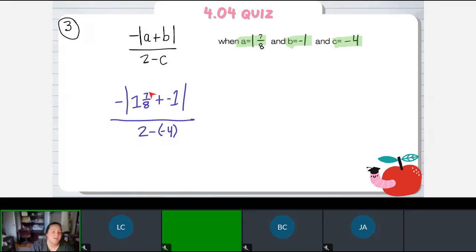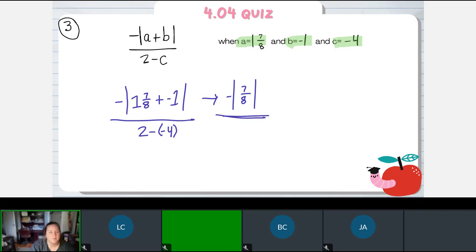Not much needs to go on right here. If you're just adding a -1 to this, it's going to cancel out the positive 1 that's in 1 7/8. So you'll just be left with 7/8 when you take away 1. So on the top, you have the negative outside, the absolute value bars, 7/8, and the absolute value bars. And all that means is it's a -7/8 on top.